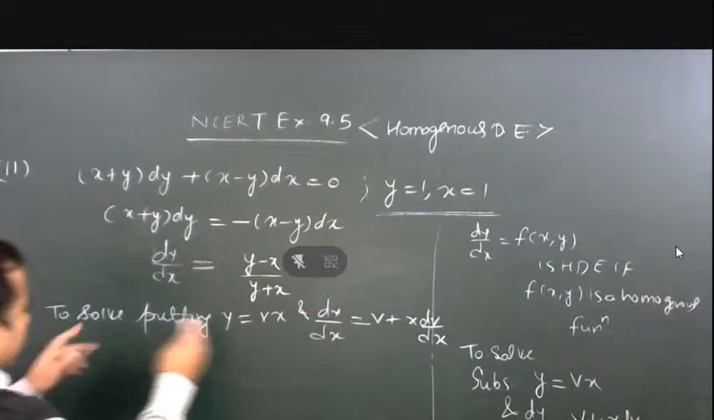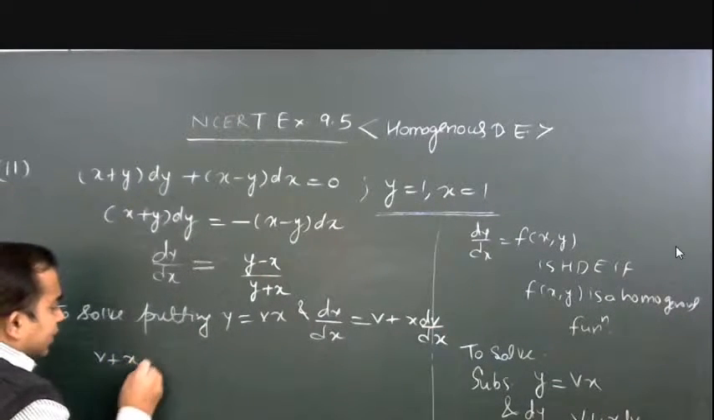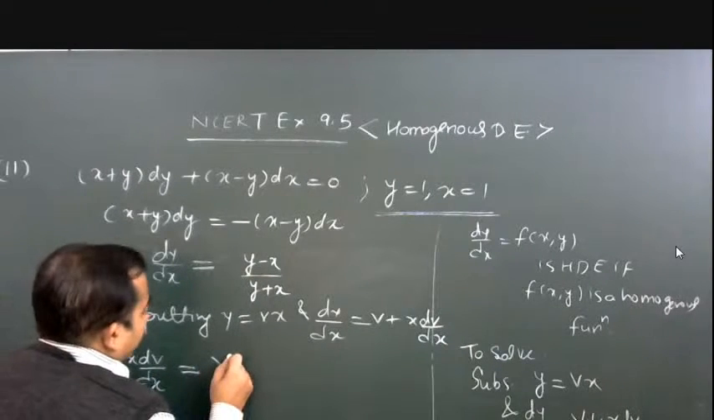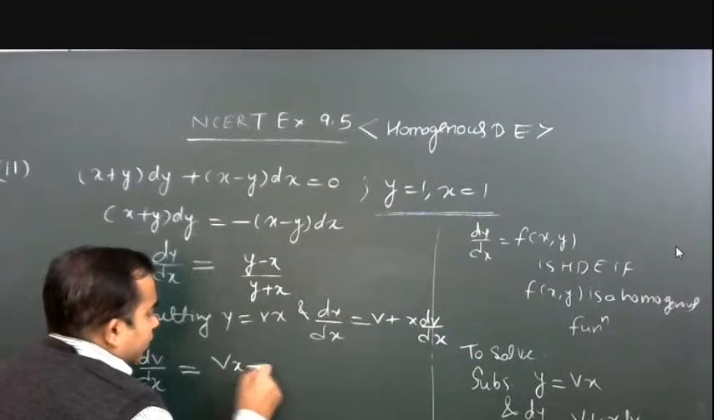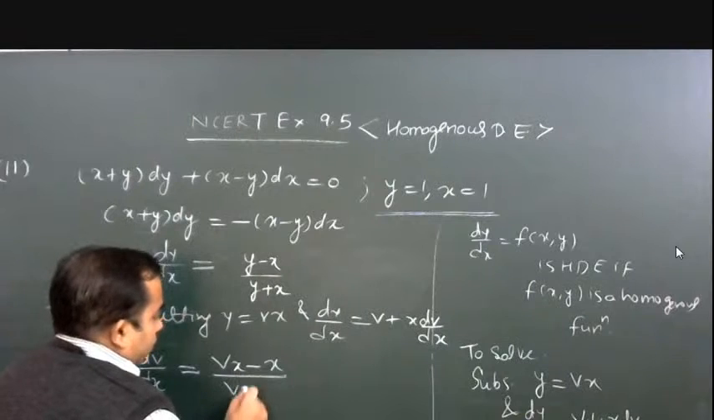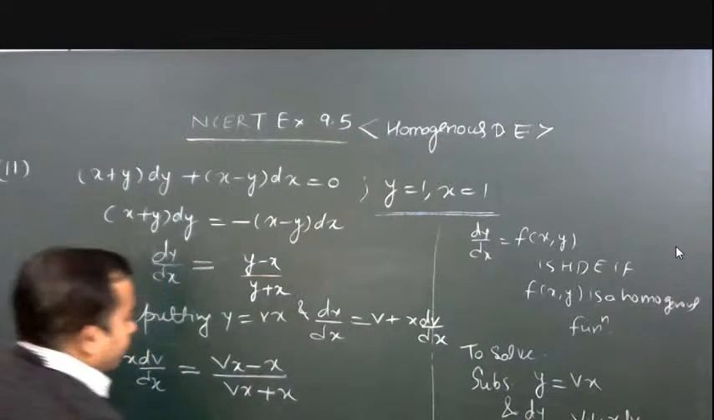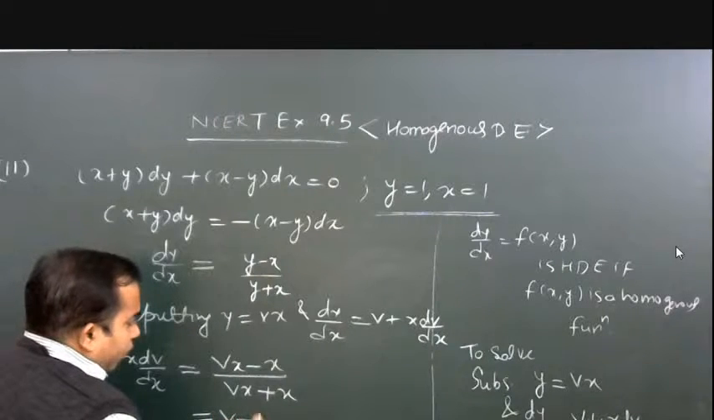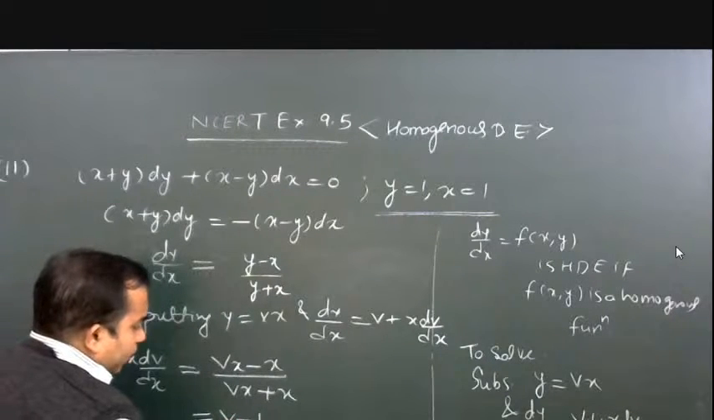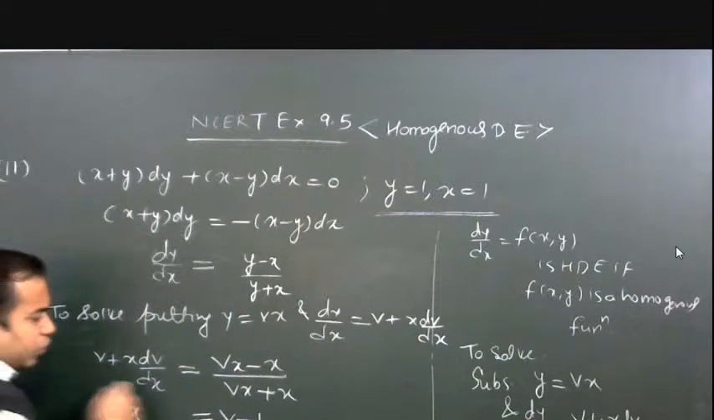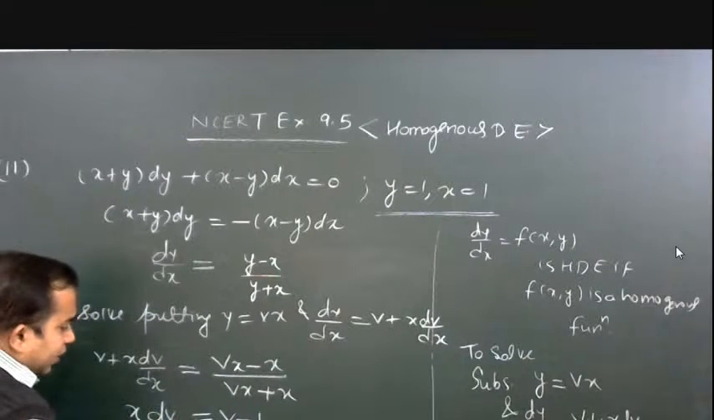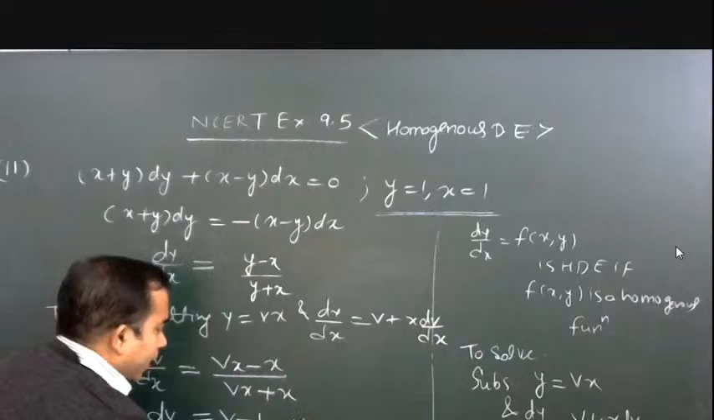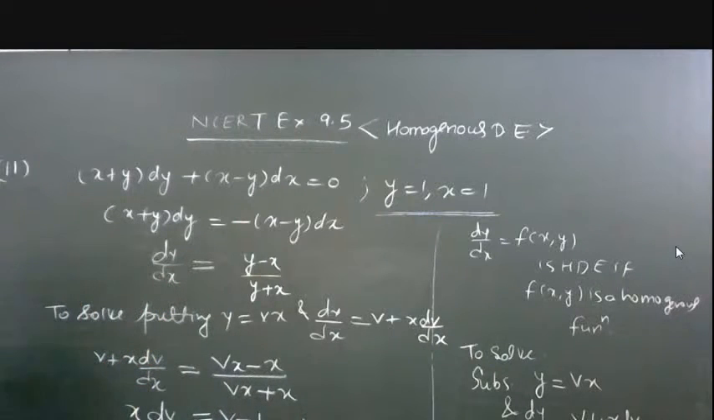So if I make the substitution here, it will become v plus x dv upon dx, and here if I put in place of y, if I put vx, right, so this x can be taken common and can be removed. This will become v minus 1 upon v plus 1, and this v we can shift on the other side, x dv upon dx equal to this v minus 1 upon v plus 1 minus v. This v we have shifted on the other side.